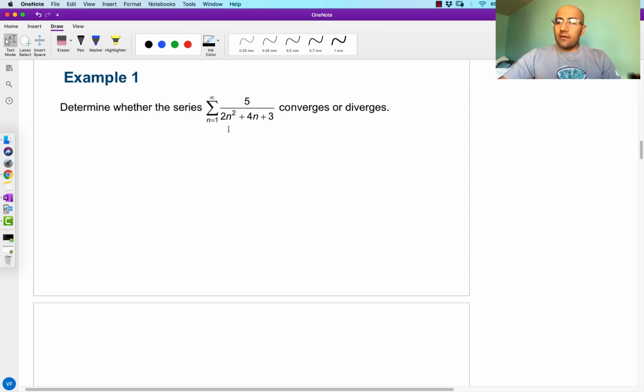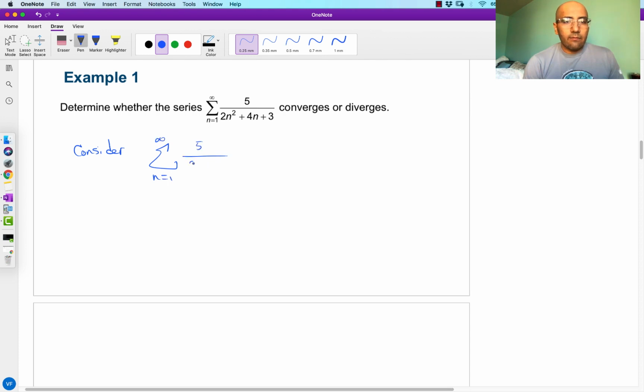Sort of in the right direction. Okay, so the pattern that we often follow is to think about the largest term for the numerator and denominator. Because there's only a 5 in the numerator, I'm just going to keep that 5. So I'm just going to say, consider the series as n goes from 1 to infinity of 5 divided by 2n squared, right? Because it's the largest term in the denominator, the largest term in the numerator. So let's consider that guy right there.